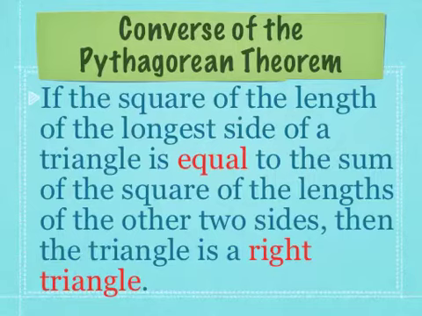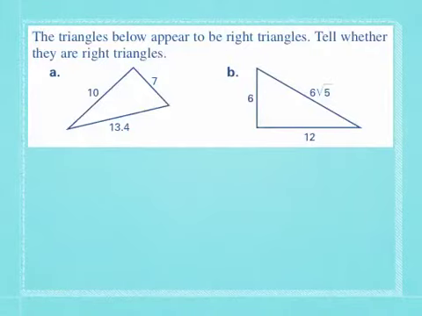Today, we're going to have a triangle and we're going to know the three side lengths of the triangle. We're going to plug those into the Pythagorean theorem, and if we get a true statement, then it would be a right triangle. And if it is not a true statement, then it would not be a right triangle. Remember, before we do these examples, that the hypotenuse is always going to be the longest side.